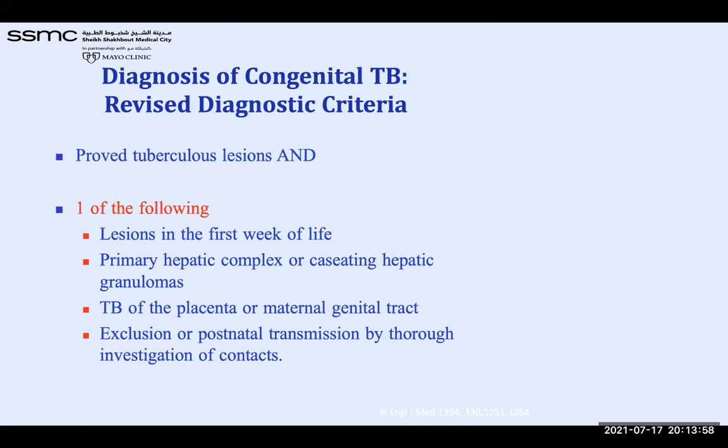So the diagnosis of congenital tuberculosis, revised diagnostic criteria: a proven tuberculous lesion and one of the following. Lesion in the first week of life, primary hepatic complex or caseating hepatic granulomas, tuberculosis of the placenta or maternal genital tract, and exclusion of postnatal transmission through investigation of contacts. This was also published in the New England Journal of Medicine.